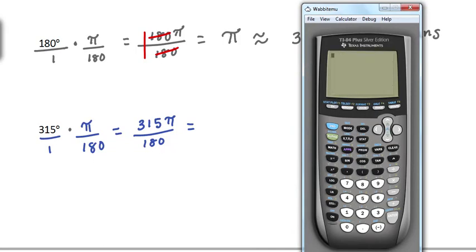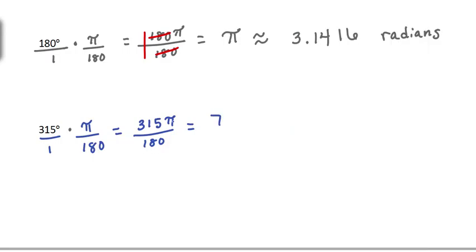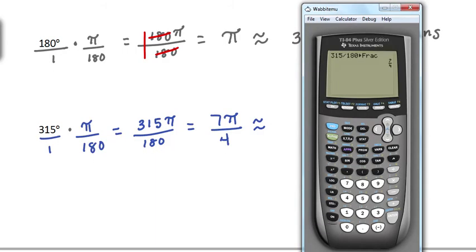Let me get some of this off the screen. So I have 315 divided by 180. I want that answer as a fraction in lowest terms. 7/4. So this is going to be 7, I still have the pi, 7 pi over 4. Again, it's in one of our angle families. And the decimal equivalent to 7 pi over 4 is 7 times pi divided by 4.